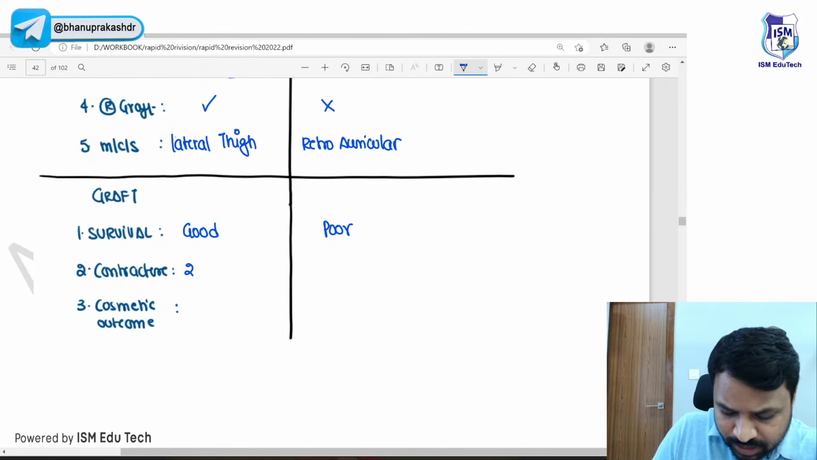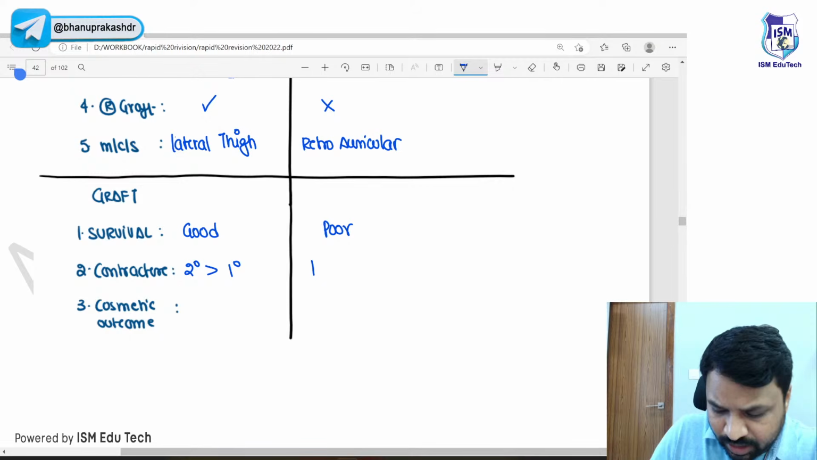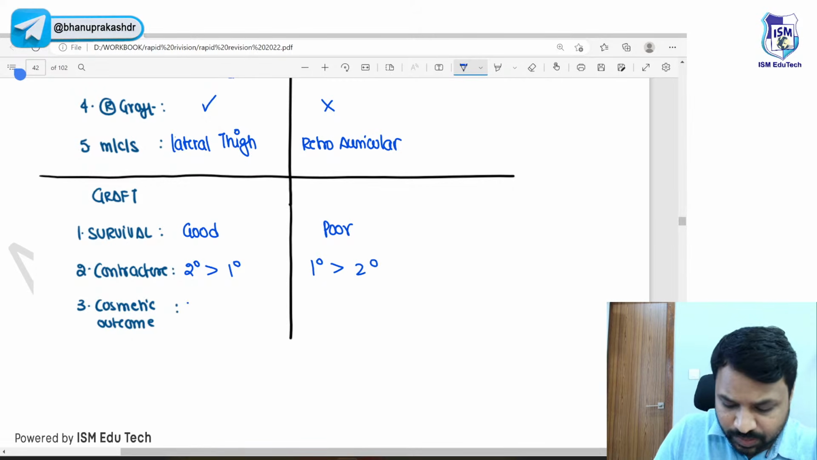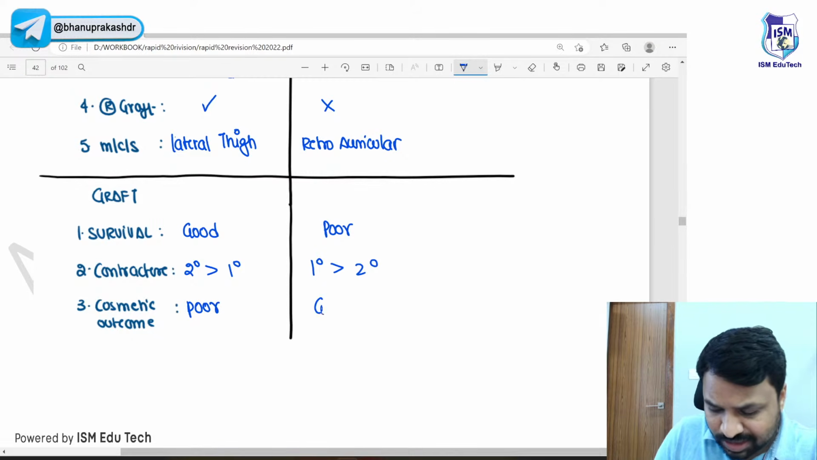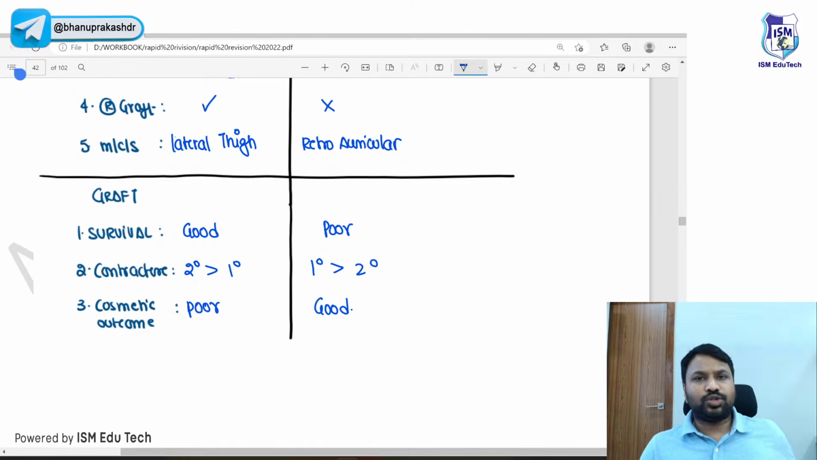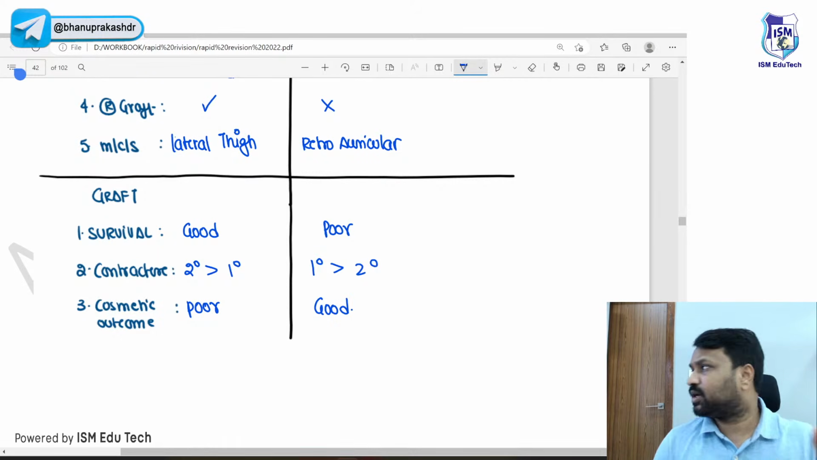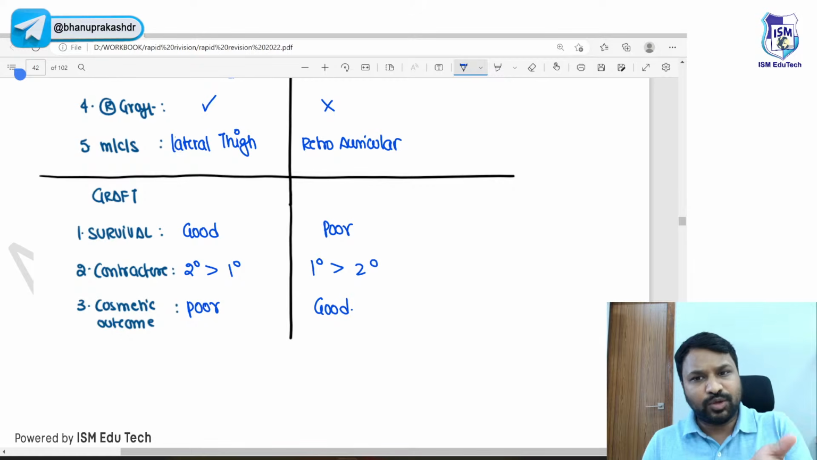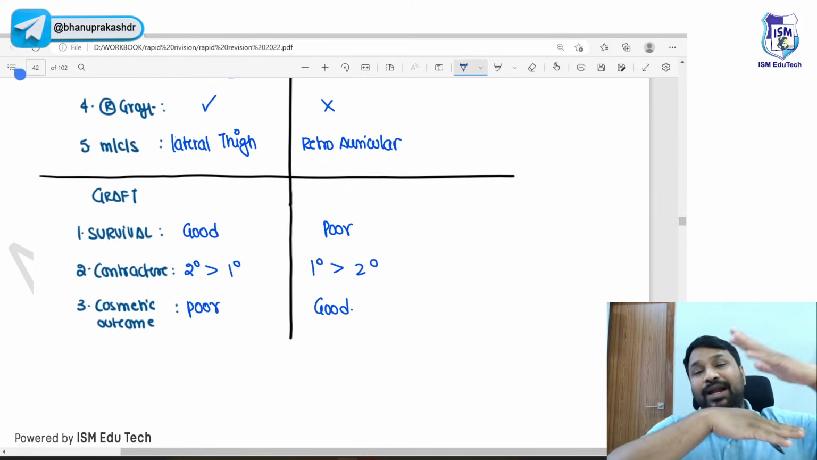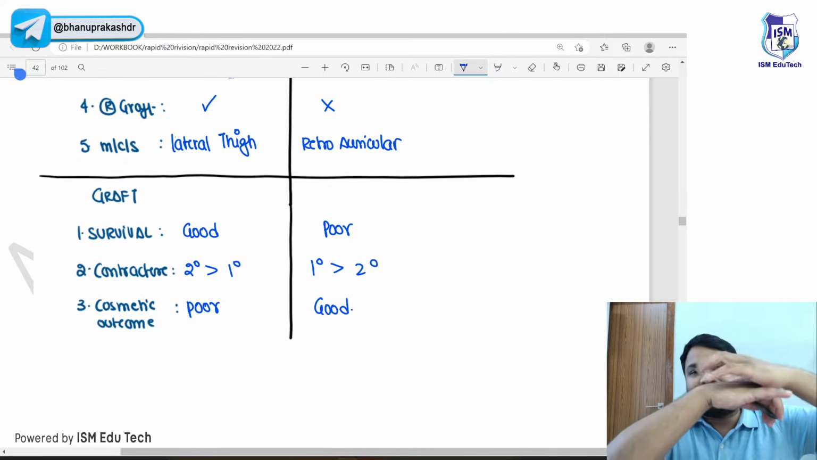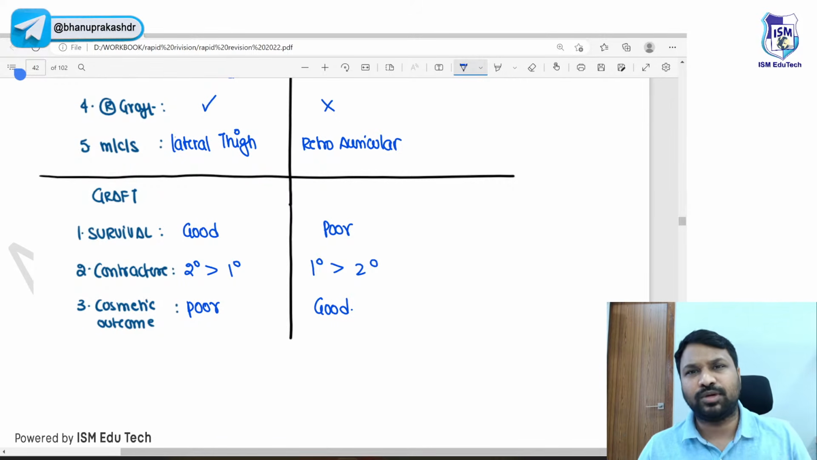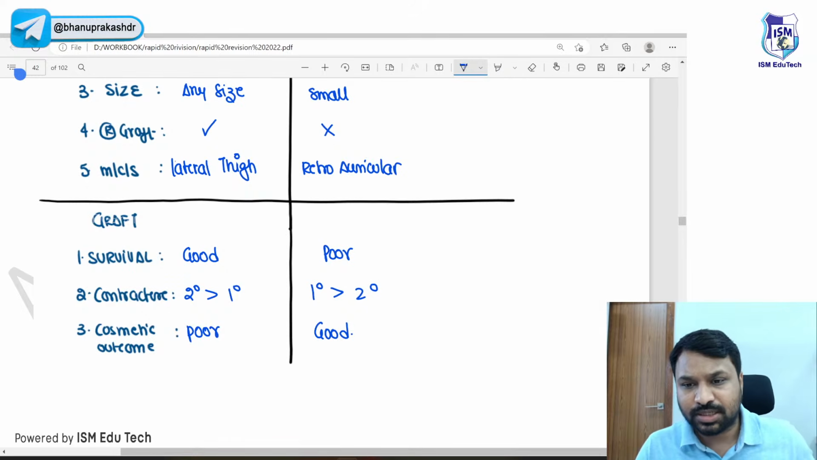Now, graft contracture: here it is more of secondary when compared to primary, and here more of primary when compared to secondary. That is why this will have a poor cosmetic outcome, whereas this is going to have a good cosmetic outcome. For those wondering what primary and secondary contraction are, quickly: whenever you take the graft from the donor site, it contracts immediately. That immediate contraction is primary. After you apply the graft to the recipient bed, when it contracts, it is called secondary. Whenever the secondary contraction is more, it will have a poor cosmetic outcome. Because secondary contraction is dominant in partial thickness, the cosmetic outcome is poor, whereas on the other hand, the cosmetic outcome is better.